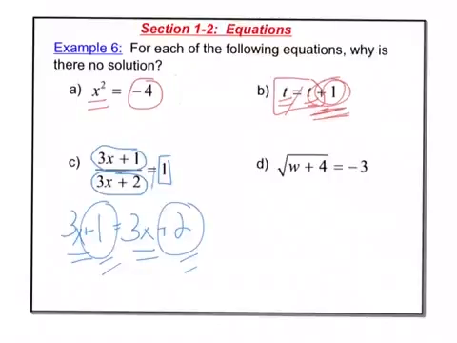All right, and this last one, D, there's no solution because we're taking the square root. If you take the square root of a quantity, you're not going to be able to end up with a negative value. That's not going to work, so that's why that one doesn't have a solution either.